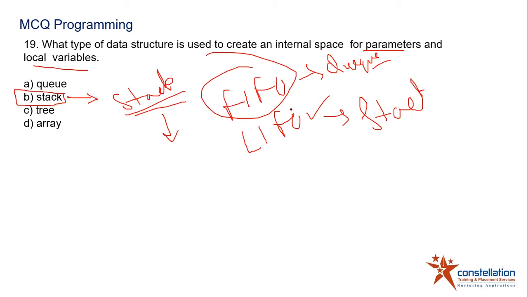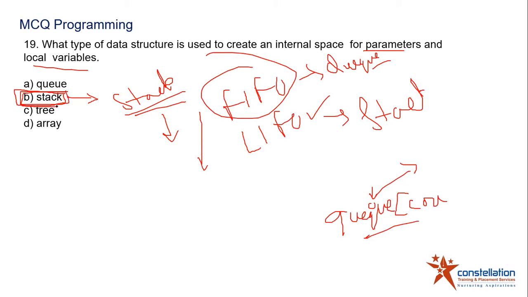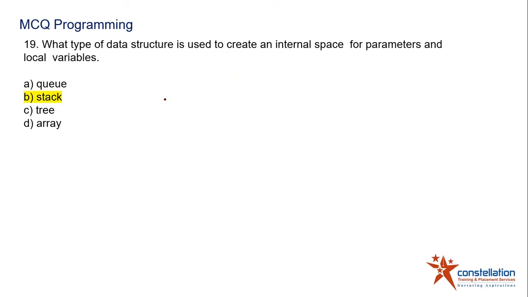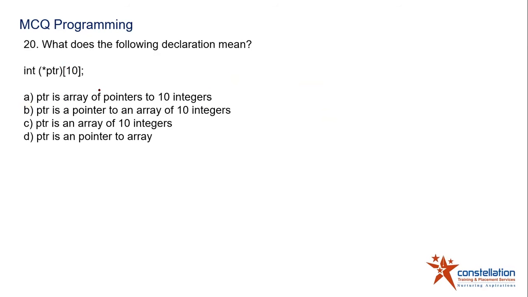Remember the railway station example. You go to the railway station counter first. If you are there first at the counter, you will be the one who gets the ticket first. So this is a queue. You make a queue over there. You don't make a stack. But for variables and local parameters, there is a stack. Remember that. Stack is the answer. Going to the next one.